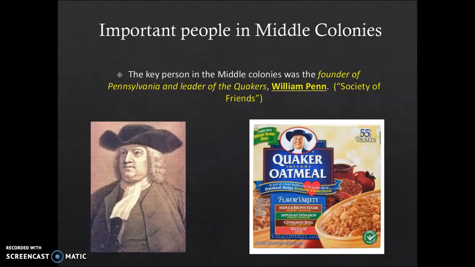Important people in the middle colonies. William Penn's probably the most famous. He's the founder of Pennsylvania, leader of the Quakers. He founded it as a society of friends. You might recognize this figure here on Quaker oatmeal. It's based on a Quaker, William Penn. And we'll discuss what Quaker means later on another time in class.